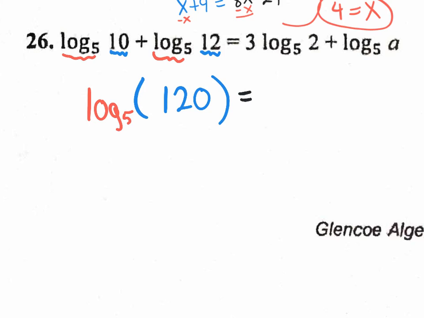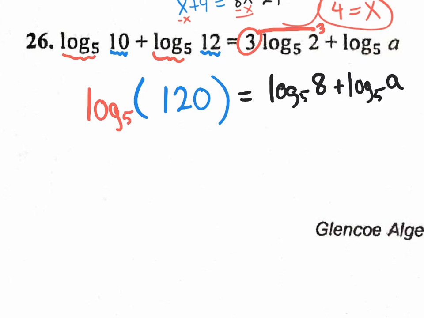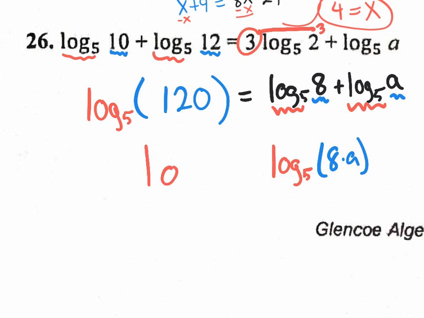Now let's go to the right side. We said we're going to take this 3 and use the power property to put it up here as the power of that 2. So on the right side, we're going to have log base 5 of 2 to the third, which is really 8, plus log base 5 of a. And on the right side, I will now condense log base 5 and log base 5 with the product property, write it as one single log base 5 of 8 times a. So I really have log base 5 of 120 equals log base 5 of 8a.